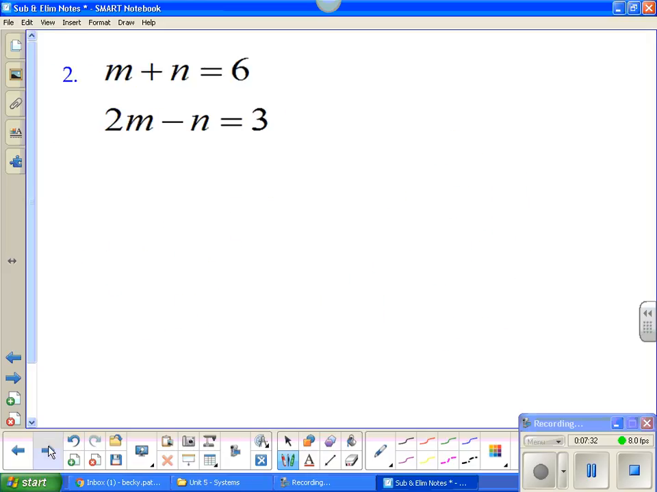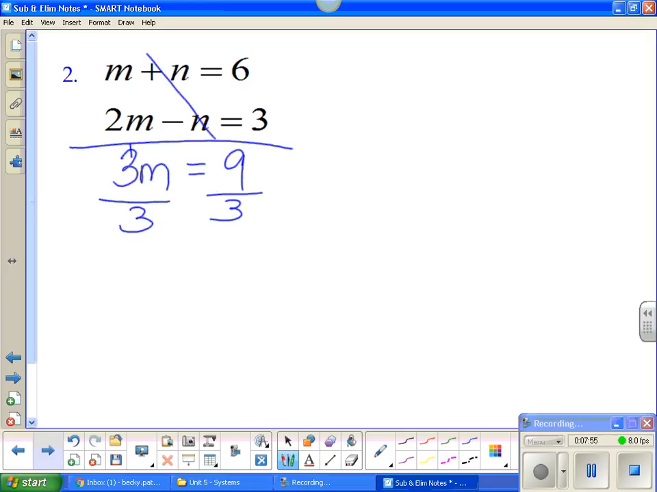Okay, number 2, again, this is a system. I don't have an isolated variable or a variable by itself. I do have 2 letters that are going to cancel if I add them together. Don't get used to that. Enjoy that while we've got it, because here in a little bit that's going to change. M plus 2m is 3m. Those are going to cancel because they are exactly the same, but one's a positive, one's a negative. And 6 plus 3 is 9. Divide by 3. M is 3.